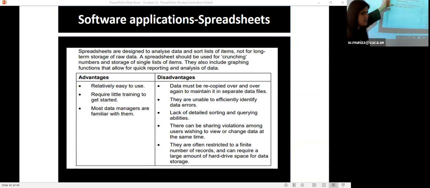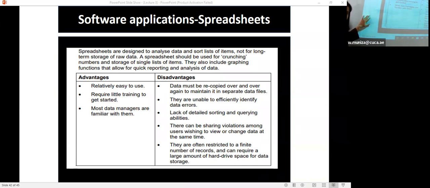So what are the advantages of spreadsheets? Relatively easy to use as compared to the other softwares. Required little training to get started. If anyone wants to use spreadsheets, training of that detailed manner is not required. Most data managers are familiar. Most of the managers who are handling the data are able to do the work with those spreadsheets. So specific training is not required. That much detailed training in comparison to the other accountancy packages is not required over here.